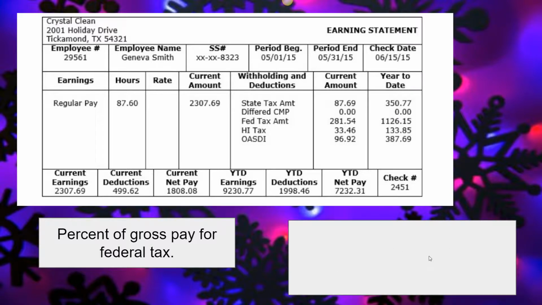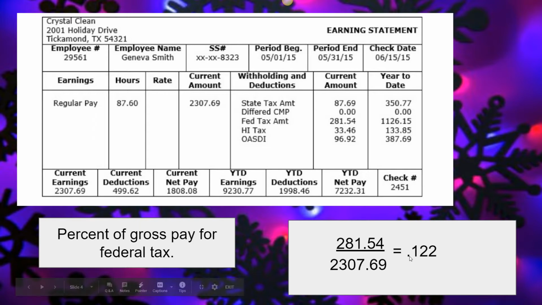The second example I want to show you guys is federal tax. So I come back up here, I look at the federal tax being withdrawn, $281.54. I put this on top of my current earnings, $2307.69. When I put this in the calculator, I get 0.122. Now, if I move this decimal 2 places, my percent is 12.2%.